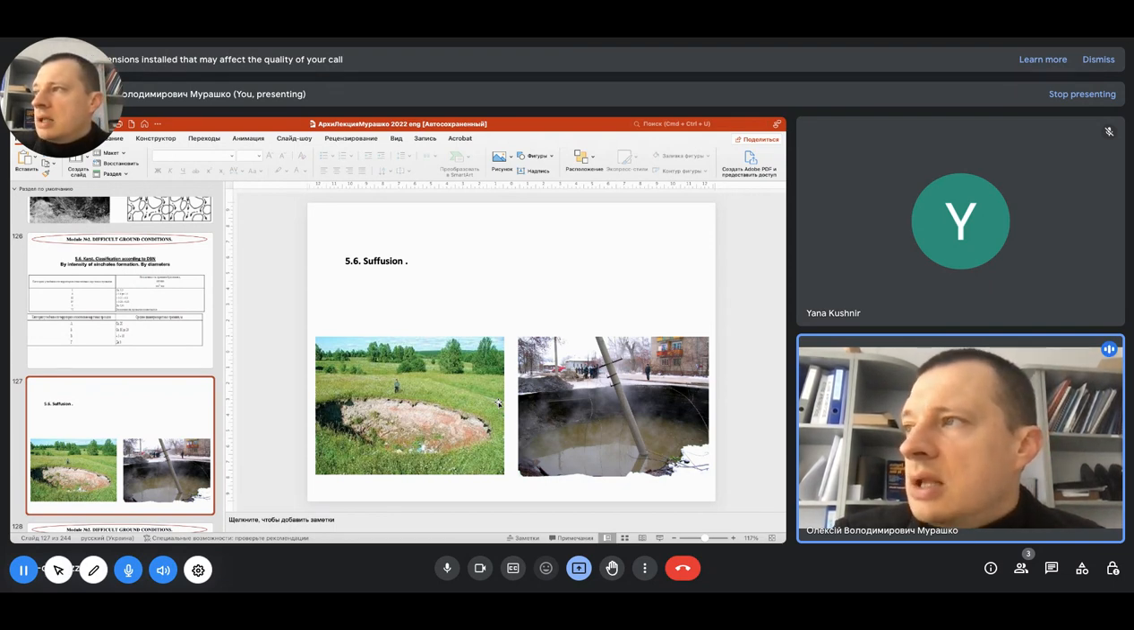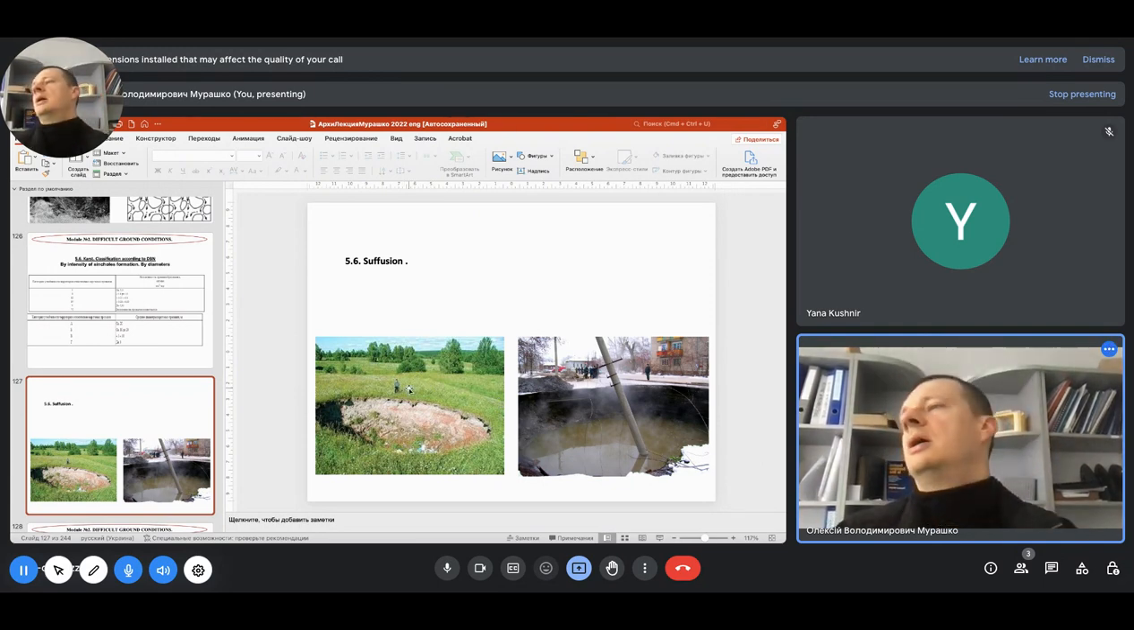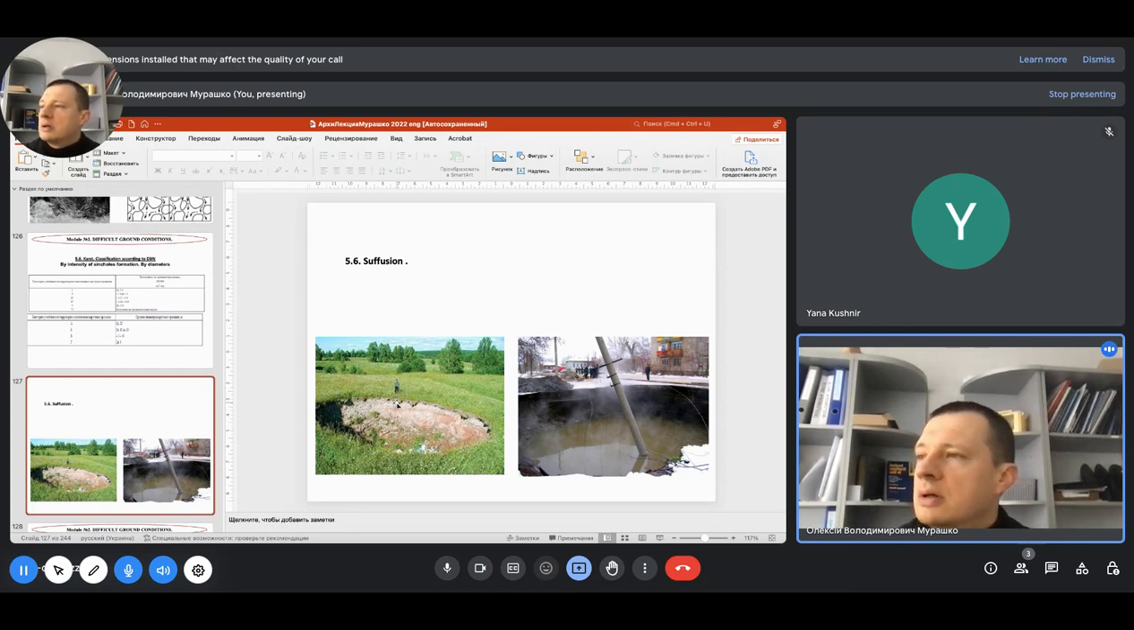So, and you can see the result of subfusion, or in this case it is connected with the underground water flow, and it's a natural water flow. And in this case, we have to deal with technical water flow. And you can see this team over here. So it is a result of heating pipe destruction. And in this case, we have to deal with hot water, which made such a big sinkhole underground.